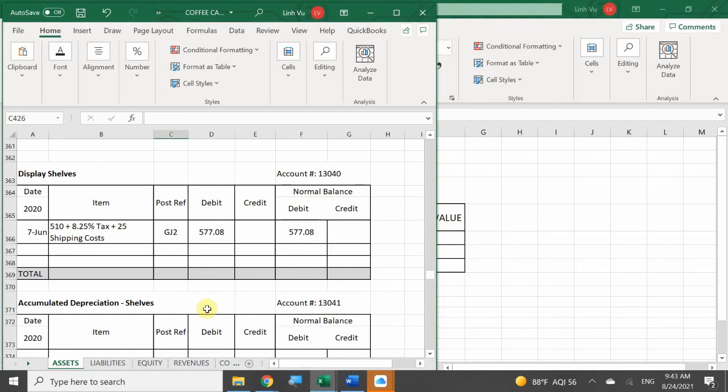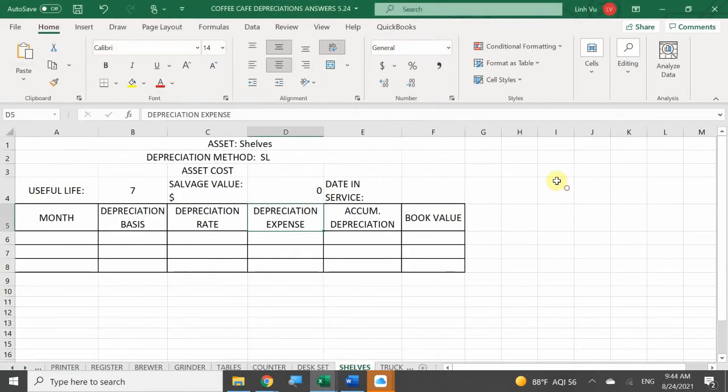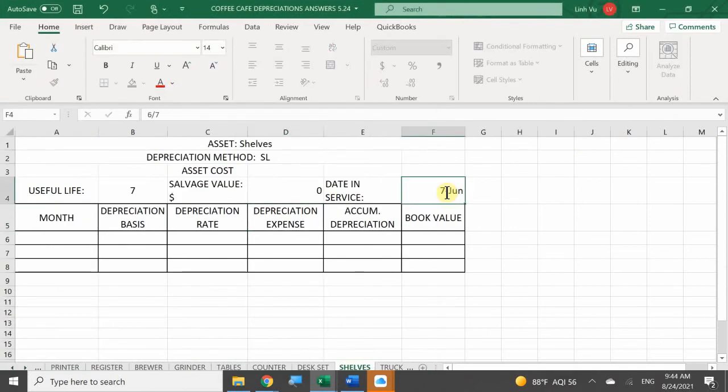Display shelves purchase June 7th for $577.08. 57708. Good.